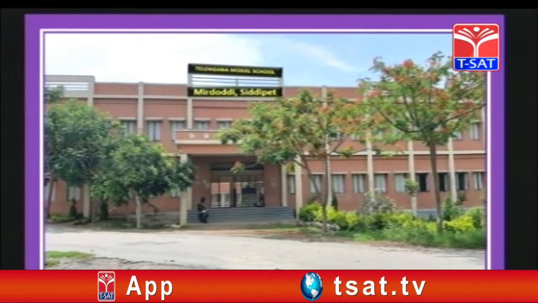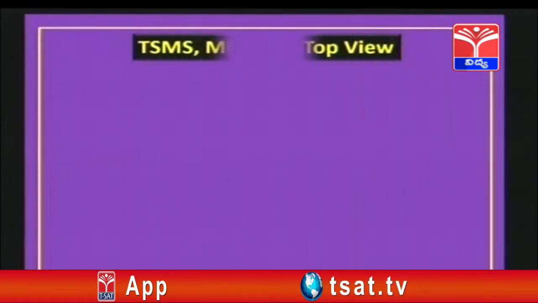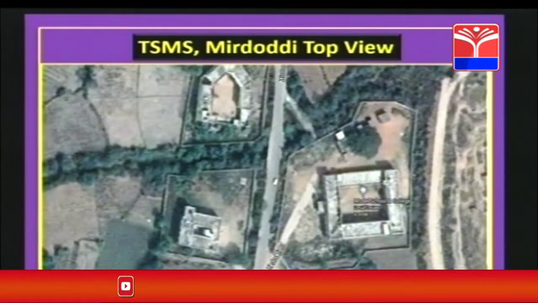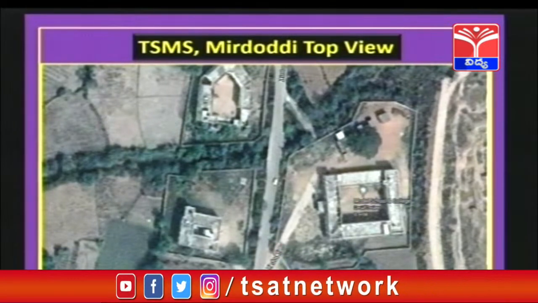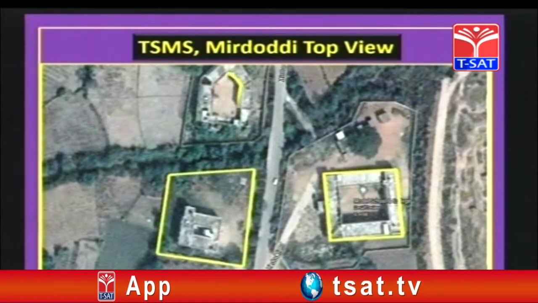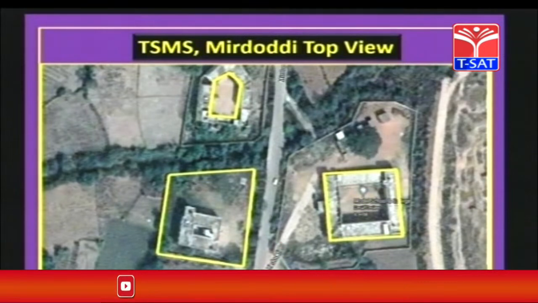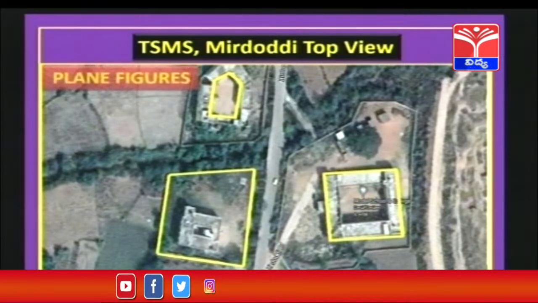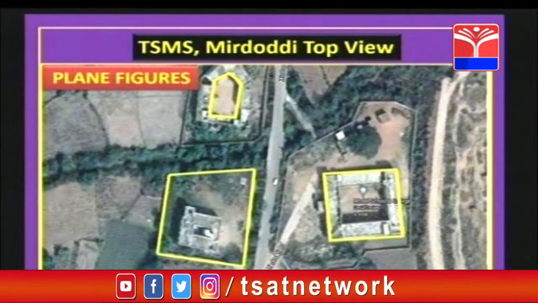Look at our school, Model School TSAT from Siddipet. Now let us take a look from the aerial point, or from the top, as shown. You can see our school and hostel, and there is some other building too. Can you see the shapes formed over there? Yes. And can you recognize these figures also, children? Yes. We call these figures plane figures.